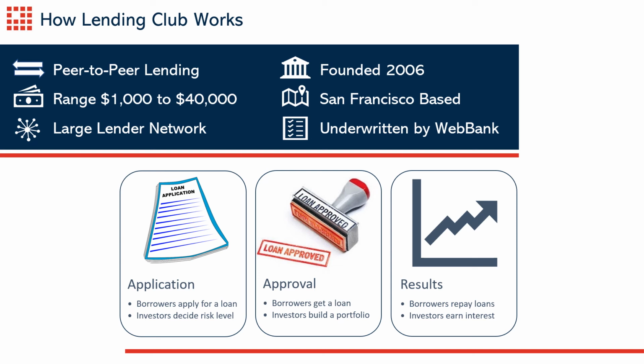Borrowers fill out an online application. The loan is then rejected or approved based on defined criteria we discuss later. The borrower then makes regular payments on the loan and investors receive a return on their portfolio of investments with Lending Club.